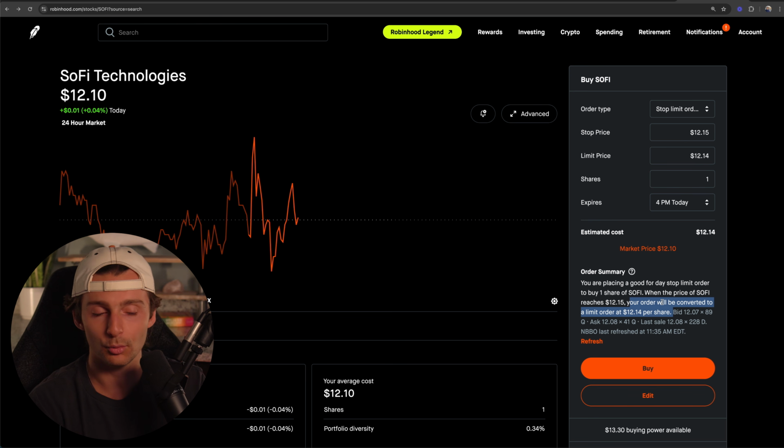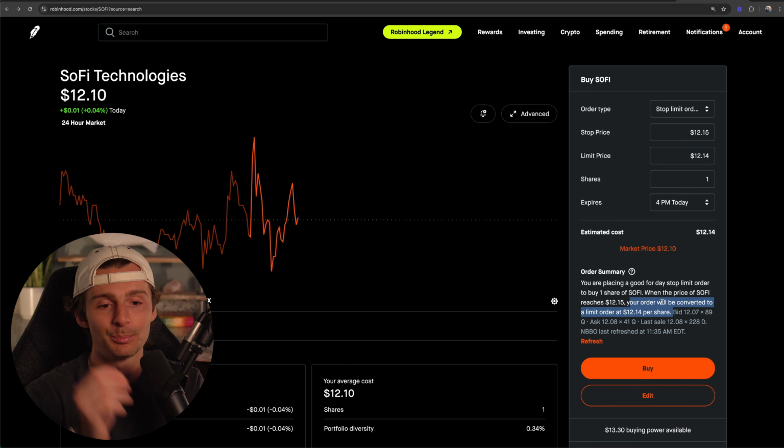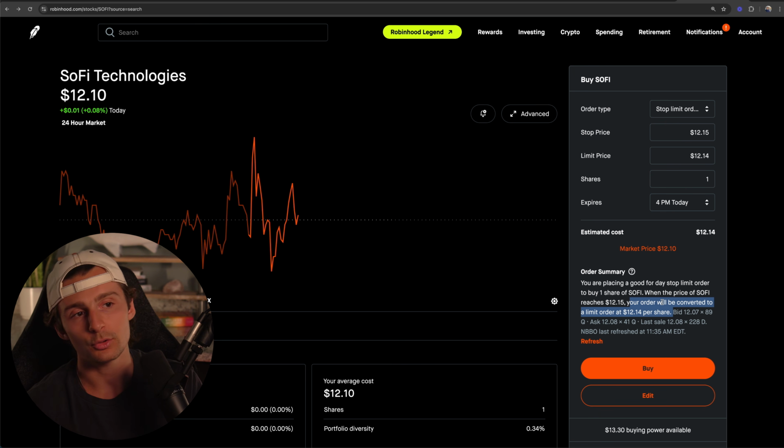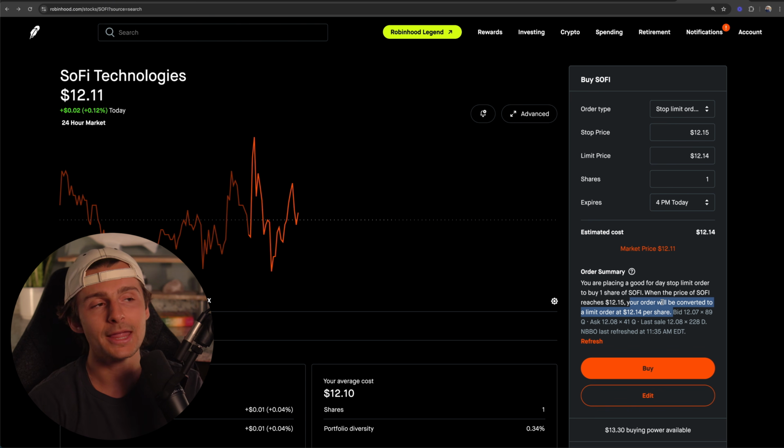It's like, I have a limit order. I want to buy at a limit price or at a specific price, but I only want to do so if this number is triggered, if we hit this price first. So you can go higher, lower, but it's a way to kind of guarantee that you get a good fill.